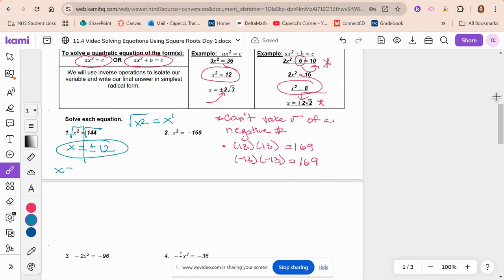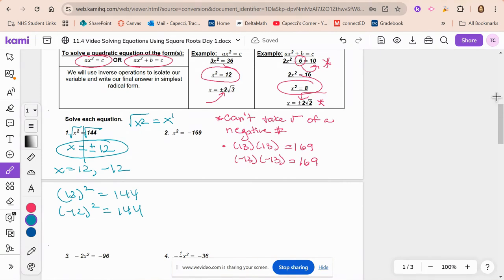So that's going to be our answer. And what that means is x is equal to positive 12 or x is equal to negative 12. The reason we have to do both is because if I were to square it, 12 squared is 144, but also negative 12 squared is negative 12 times negative 12, which is also 144. So that's the reason why we need that plus or minus.